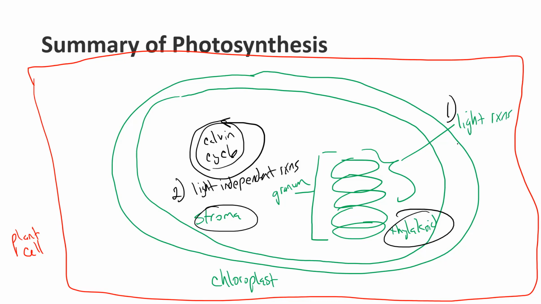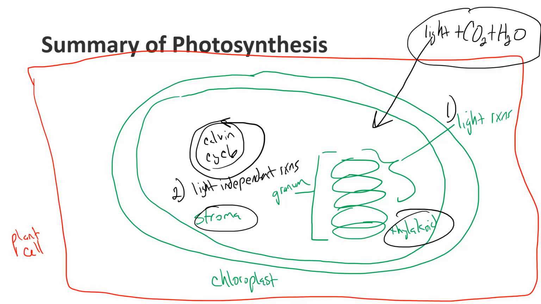And remember, of course, for photosynthesis to occur, it needs energy from light, it needs CO2, and it needs water, right? These are sometimes referred to as the reactants, although it's kind of awkward to call light a reactant, but I guess in this case it works, right? So those are the reactants of photosynthesis.